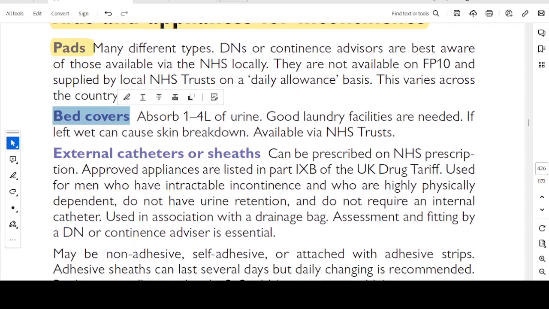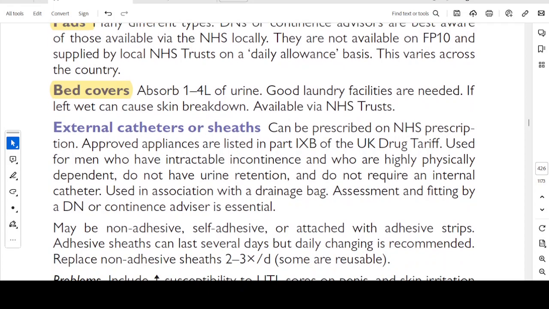Bed covers absorb 1 to 4 liters of urine. Good laundry facilities are needed. If left wet, they can cause skin breakdown. Available via the NHS trust.